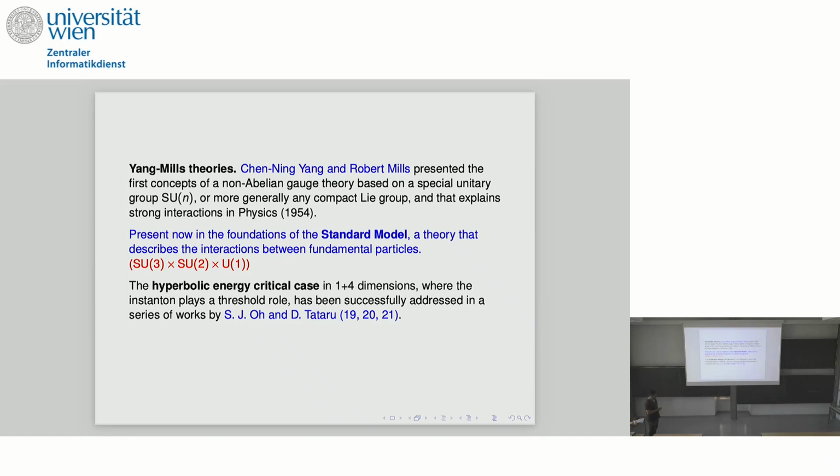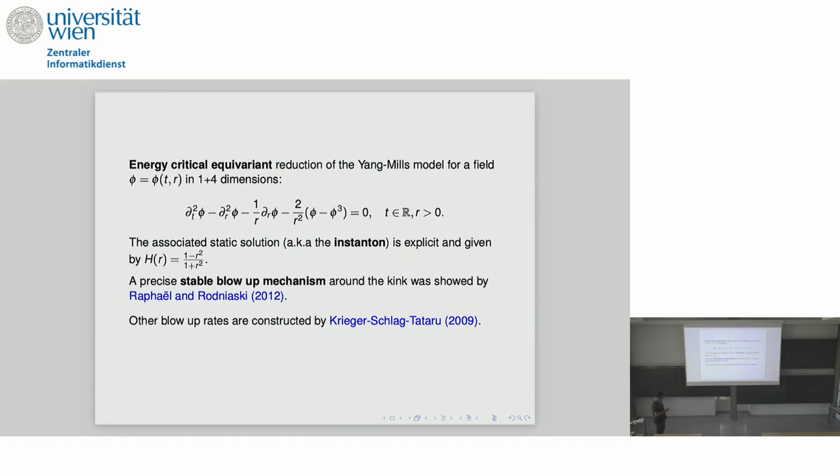But let's say physics is in 1 plus 3 dimensions. Yeah, don't say that to string theory physicists. You can also consider the energy critical equivariant reduction of the Yang-Mills model, still in 1 plus 4 dimensions. So you end up with a model with a radial variable in 1 plus 1D, if you wish. Let me write the model here because at some point it will be important for us.